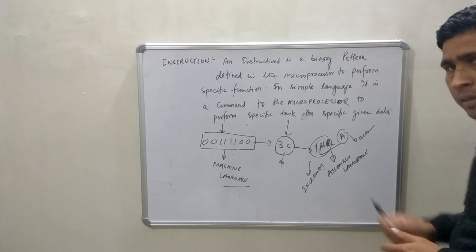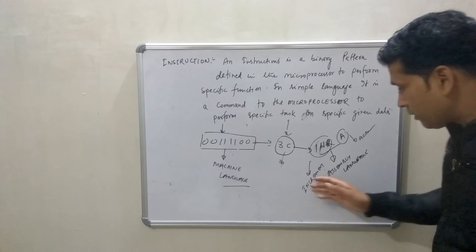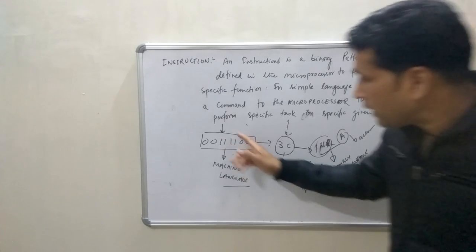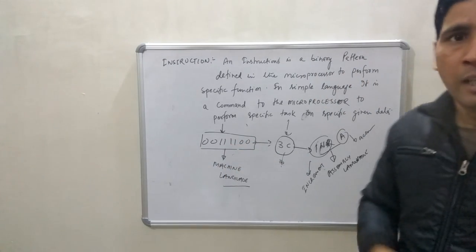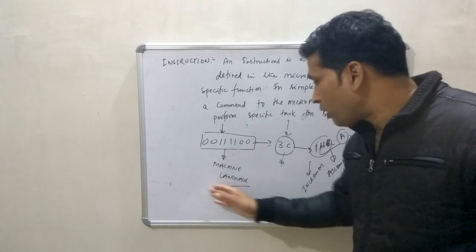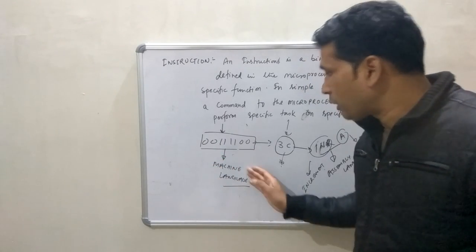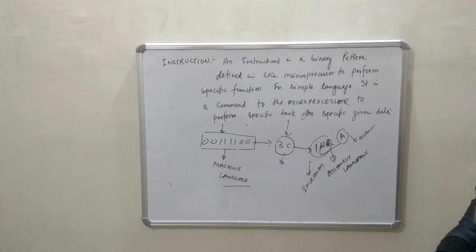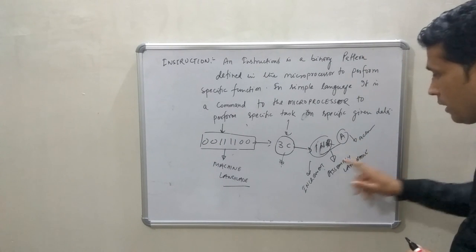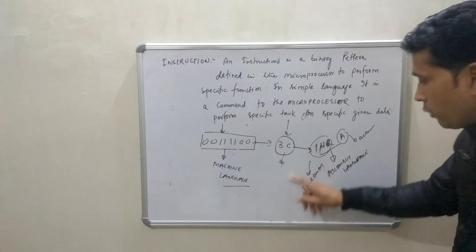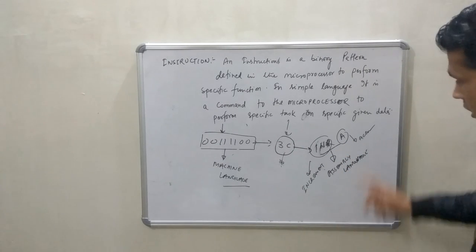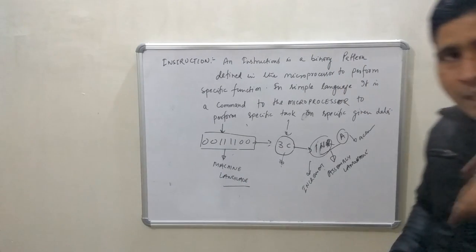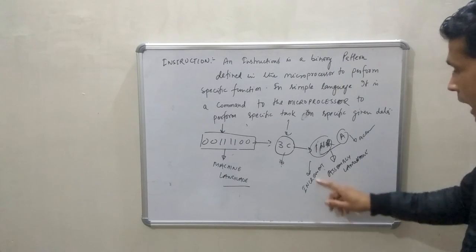Increment A, you can guess the idea: the microprocessor is going to increment the content of A. Compared to this, in machine language you can't make any idea what operation the microprocessor will perform with this code. But in assembly language, you can easily understand: A represents accumulator, INR means increment, meaning you are going to increment the content of A. So language written in binary form is called machine language. Language written in English-like language is called assembly language.